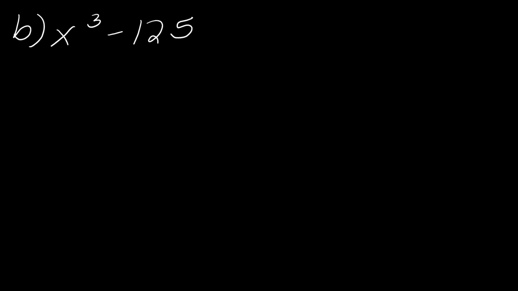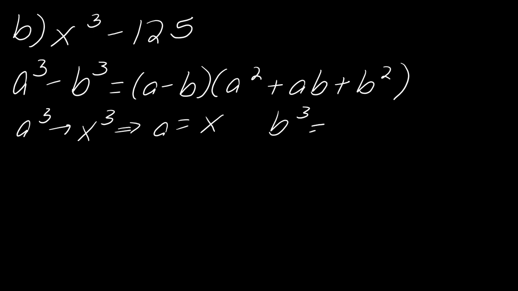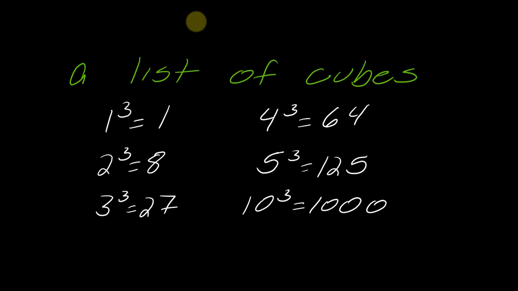So if I move on to x cubed minus 125, again, we want to do the same thing where we write out the formula. And then we have to identify what's in the a spot, what's in the b spot. So I would challenge you to pause the video here and try this on your own just to see if you can get it, and then hit play when you're ready. So in this case, in the a cubed spot, I have x cubed, so that means that my a will equal x. And in the b cubed spot, I have 125. So that means that my b must equal 5, again referring to that list of cubes. So 125 is 5 cubed.